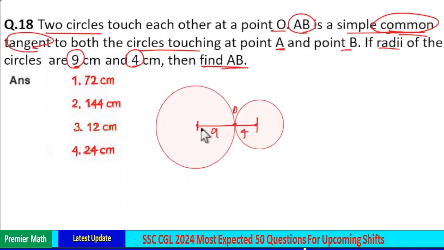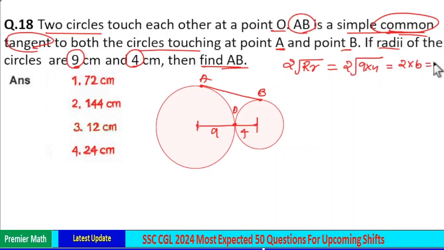That is, the distance between the centers of these two circles is equal to R1 plus R2. In that case, the length of the common tangent to these two circles is equal to 2 root R1R2, which is equal to 2 into root of 9 into 4, which is 2 root 36, that is 2 into 6, 12 centimeter. So option 3 is your answer.